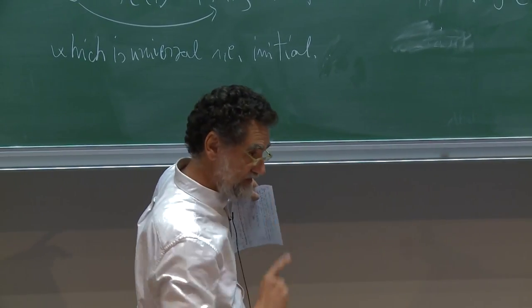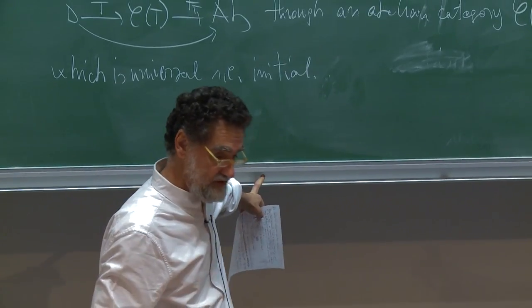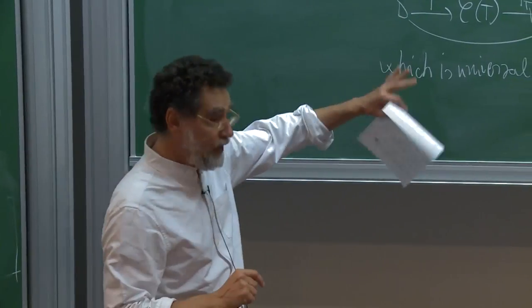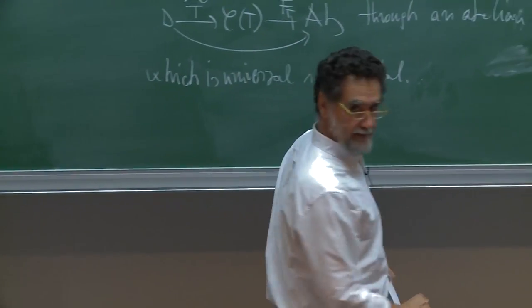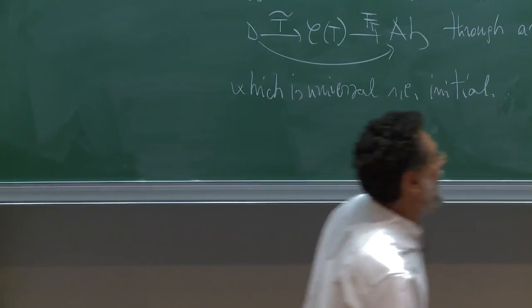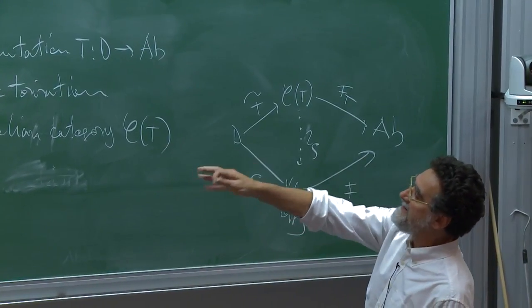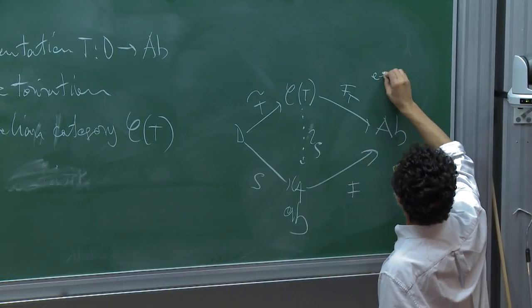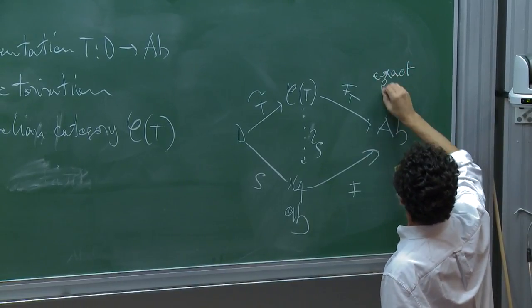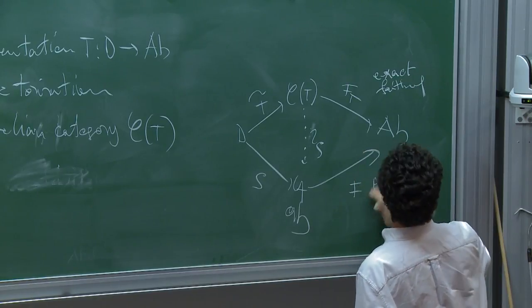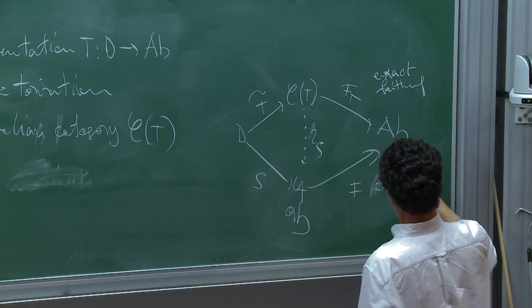In fact, there is no statement for abelian groups because in the situation of Nori, you have finitely generated abelian groups. And here we have all abelian groups, provided F is exact and faithful. Yeah, sure, thank you. This is exact, thank you. Exact, faithful. Exact and faithful.